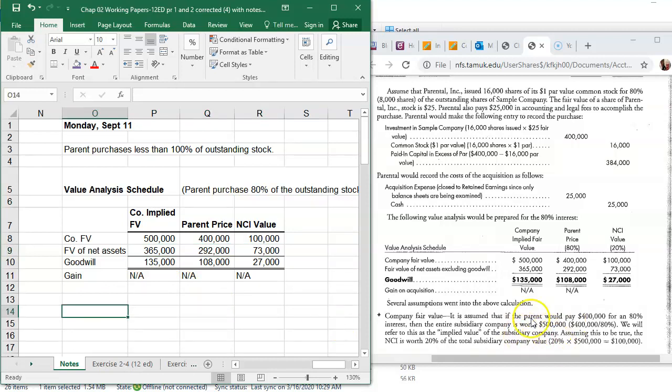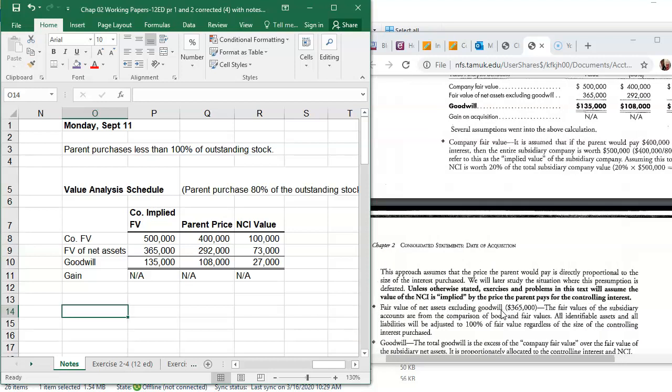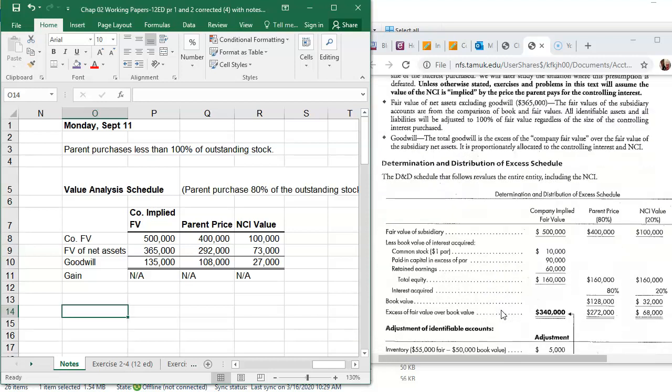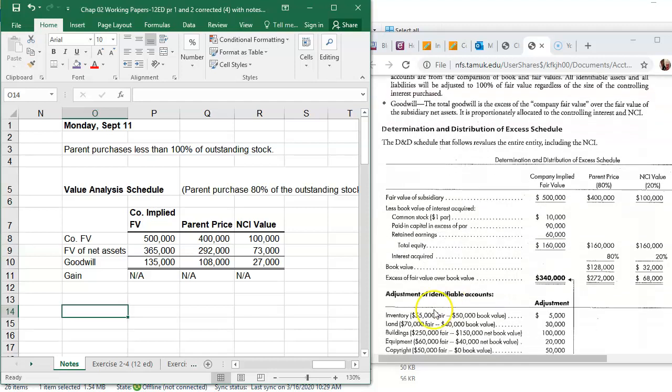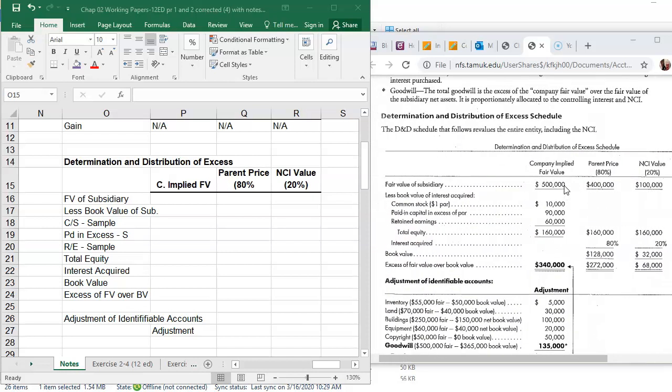And I explain all that down here. All right, now the other thing we need to do is the determination and distribution of excess. I'm going to pause this for a minute and go ahead and type this in and get it set up. There's no reason you need to watch. Okay, so next is the determination and distribution of excess schedule.